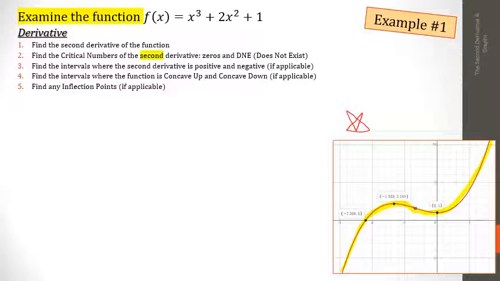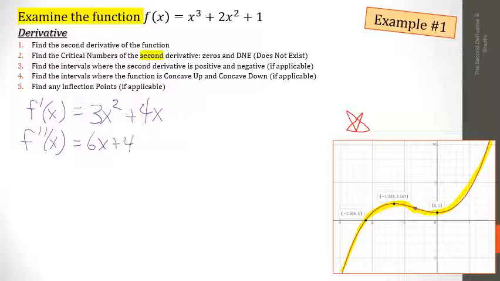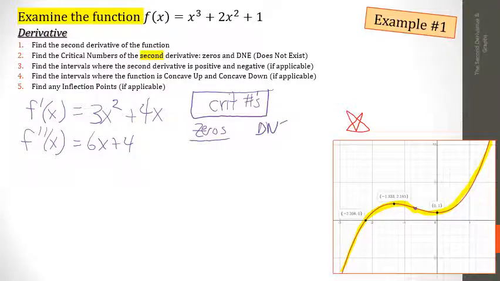So we're going to find the second derivative. So the first derivative of our function is 3x squared plus 4x. Our second derivative of our function is 6x plus 4. And now we need to find the critical numbers of our second derivative. Well, our critical numbers are two things. They're the zeros and the DNE, or where it does not exist.